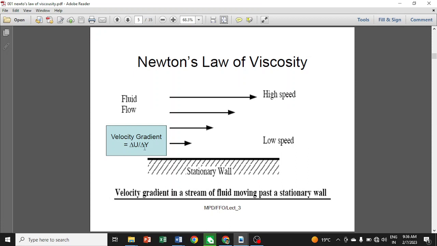What is the velocity gradient? It is delta u upon delta y. Y is the distance from the surface in the upward direction, and delta u is the change in velocity.